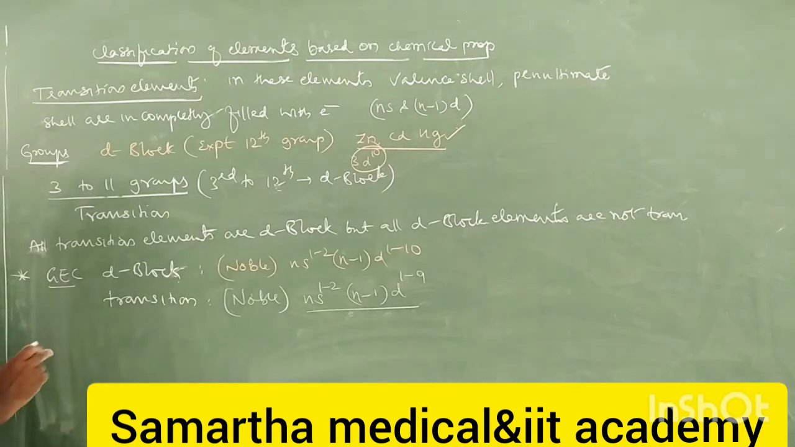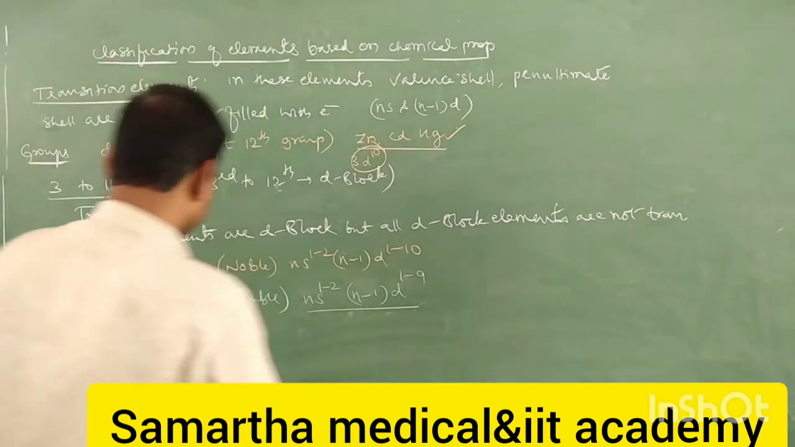Next. We also studied that transition elements are classified into 4 series. That is, d block elements are classified into 4 series: 3d, 4d, 5d, 6d series. So that classification is already done. Next is inner transition elements.